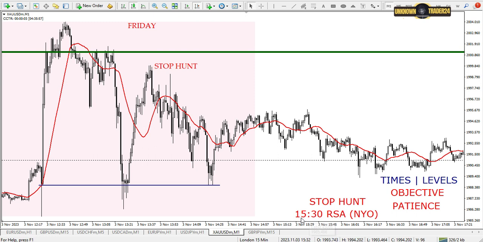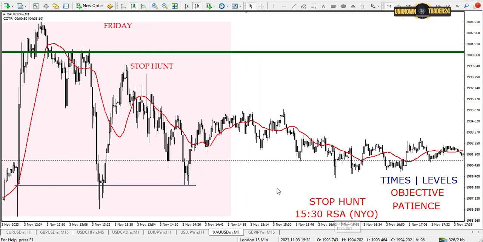Sometimes the stop hunt will start exactly at 15:00, or else 15:15, or else it will give you exactly at 15:30. But note that at 15:30 most of the time we are expecting a stop hunt. This is the most important thing, hence I'm repeating.